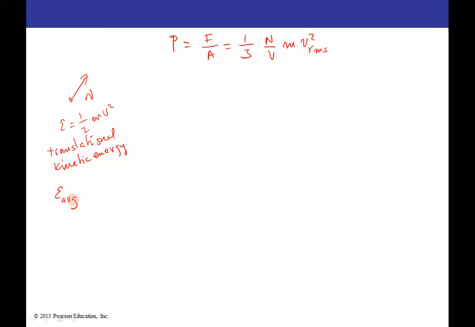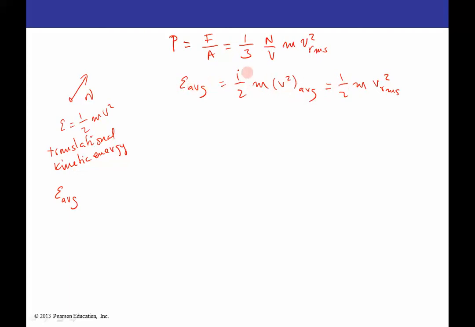The average energy, and the average energy is equal to what? Well, it's equal to 1/2 m times v squared average. And this is nothing else but 1/2 m v RMS squared. So this is the average energy of one particle in a gas, not of the system, just one particle.